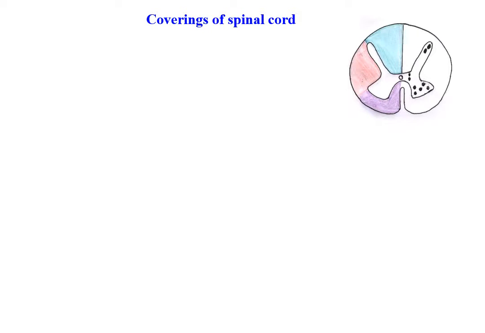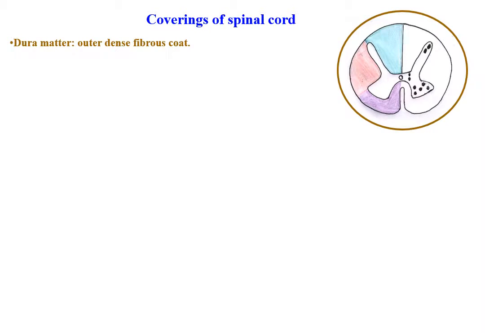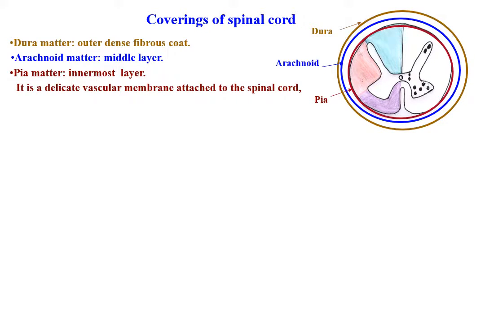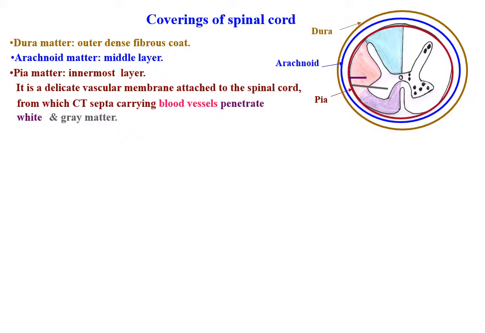Coverings of the spinal cord. The spinal cord is covered by meninges. Dura mater is the outermost, followed by the arachnoid mater, then the pia mater, which is the innermost. Pia mater is a fibrous membrane attached to the spinal cord, from which connective tissue septa carrying blood vessels penetrate the white and gray matter for nourishment.